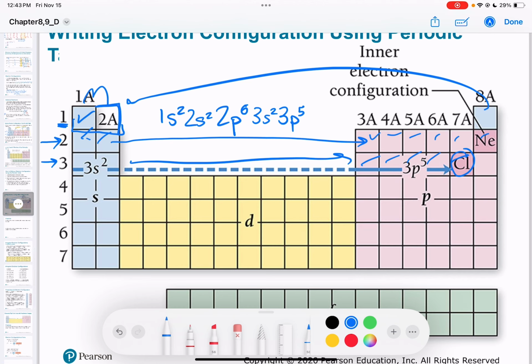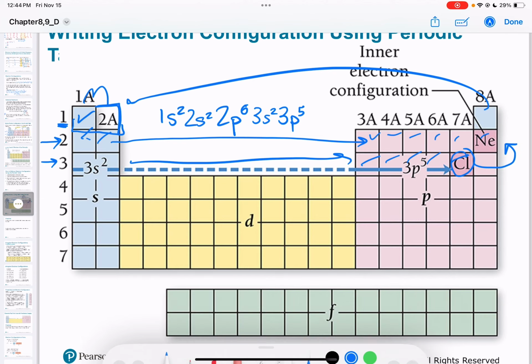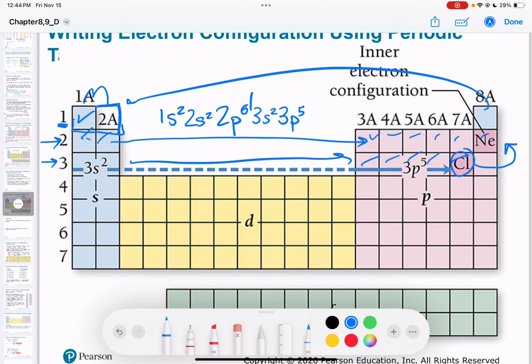Okay, so this is how we're going to use the periodic table to guide our understanding. If you wanted an easier version, and this is completely fine, unless I tell you to write the full electron configuration, for an abbreviated version you go up one row to the previous noble gas. In this case, it's neon. And instead of writing all of that, we just write neon in brackets to abbreviate 1s2, 2s2, 2p6.